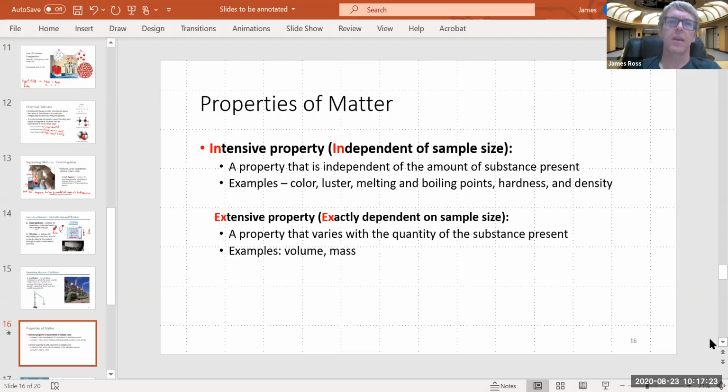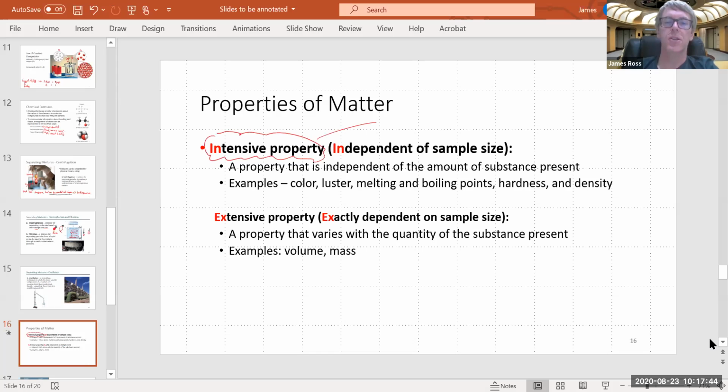If I take a piece of copper and I measure its density, I should get a value. If I take the Statue of Liberty, the whole thing, I should get the same value as just a piece of copper, because the Statue of Liberty is made of copper, for the most part. Here's what I want you to notice about intensive properties.